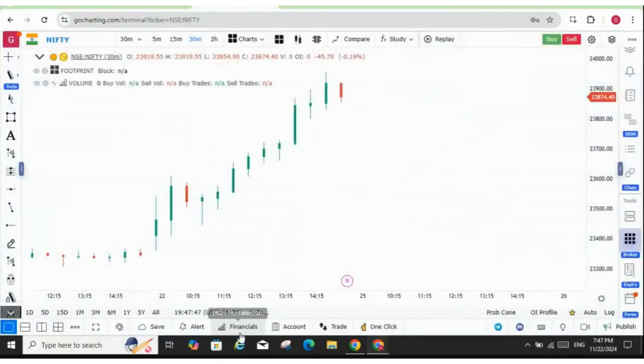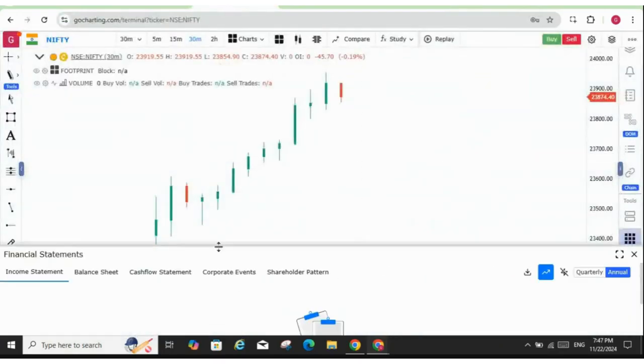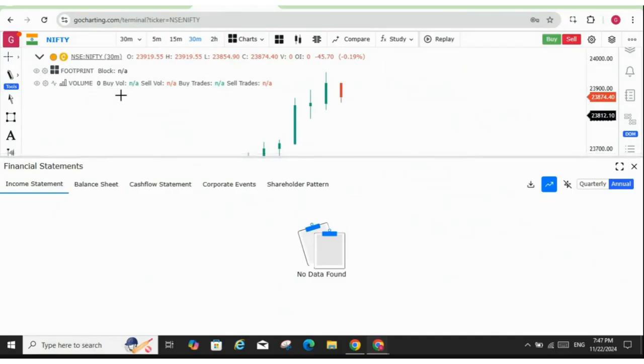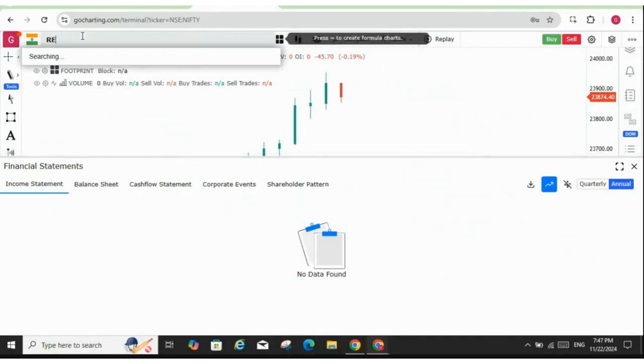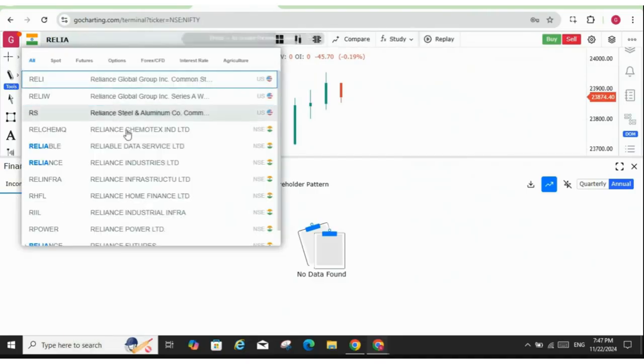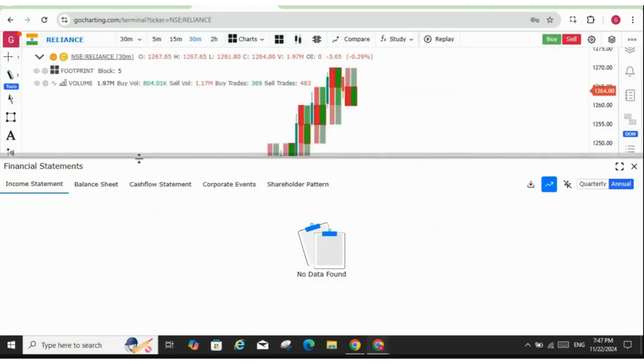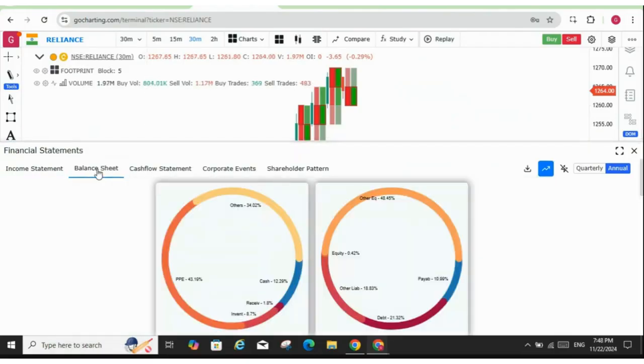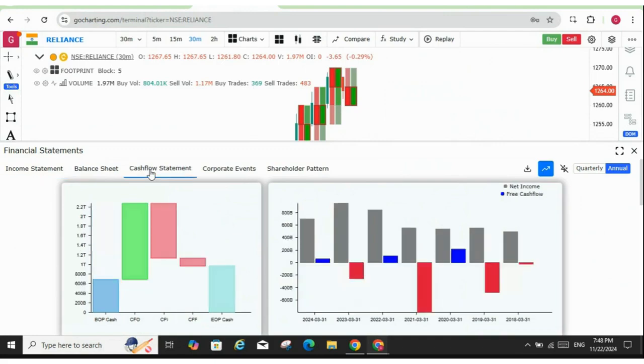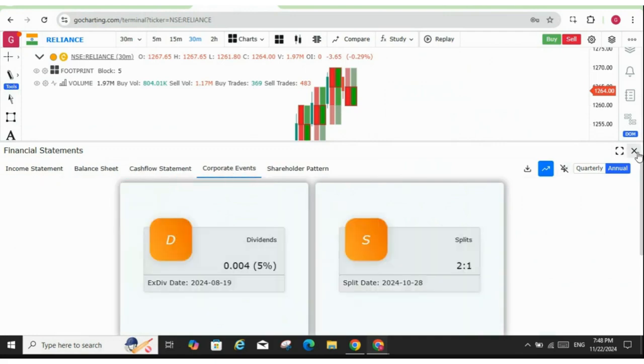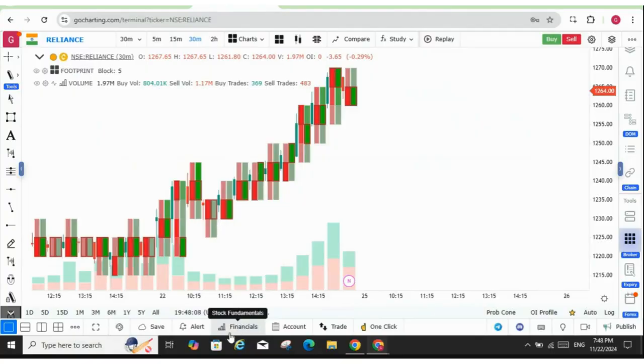So after this, this is a financial section. Guys, this is basically for fundamental analysis. It will be available for stocks, for example, Reliance. If I click on Reliance, this will show the balance sheet, the income statement, and the cash flow statement. These are for fundamental analysis, so people interested in fundamental analysis can use this feature. Now here we have some very interesting features. I think you should definitely know about them, so let me talk about these features as well.